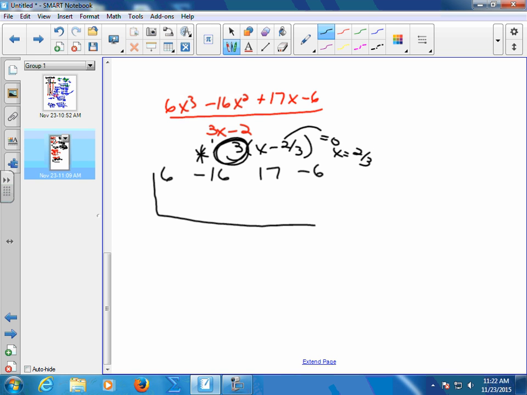Trust me. All right. So let's divide by 2/3. These fractions will work out. So 6 times 2/3 is what? 4. Good. Add down. Good. 2/3 times -12. -8. Good. Add down. 9. 9 times 2/3. 6. So this is a 0. So what did this tell us? That's a root. Good. That's a root.